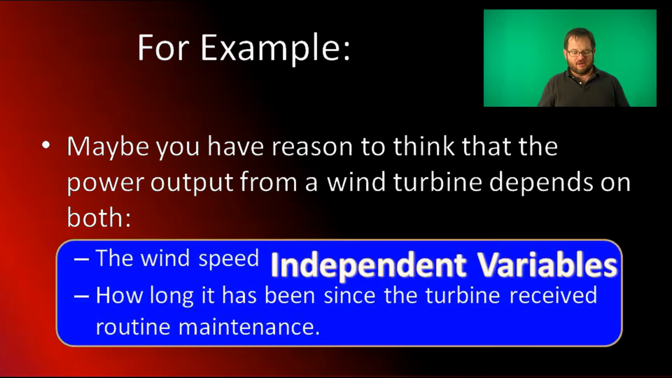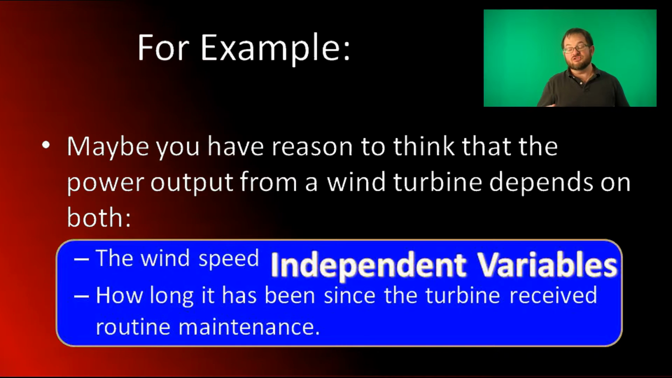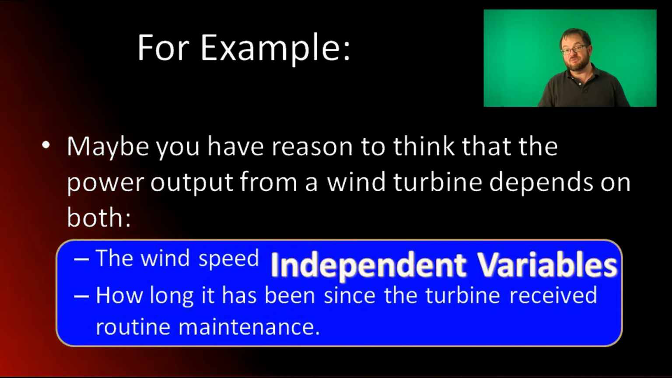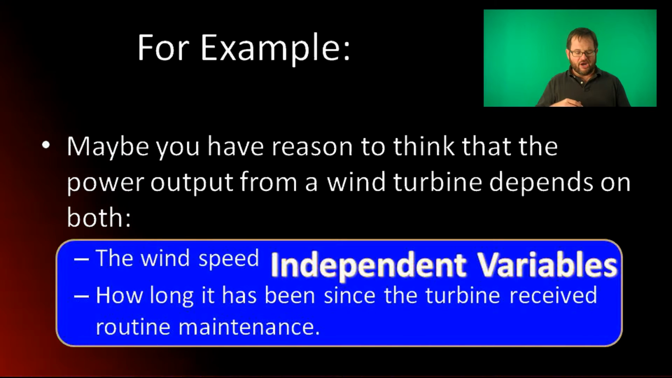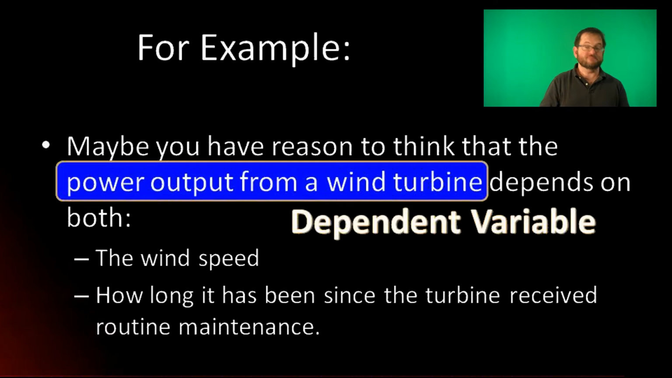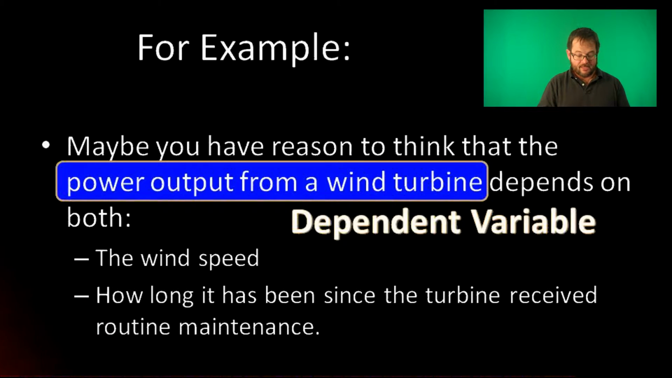So again, just to be clear how I label that here, the independent variables, the things we're not in control of in our experiment here, are the wind speed and how long it's been since we've had service, whereas the dependent variable, what we're trying to make estimates of in this case, is power output from the wind turbine.